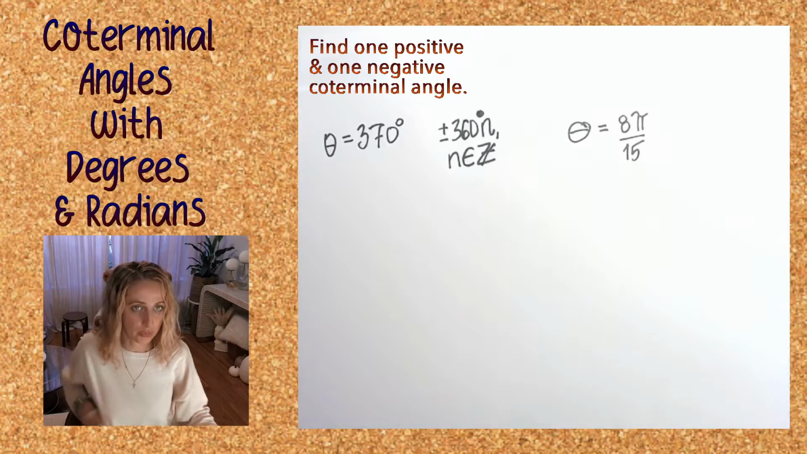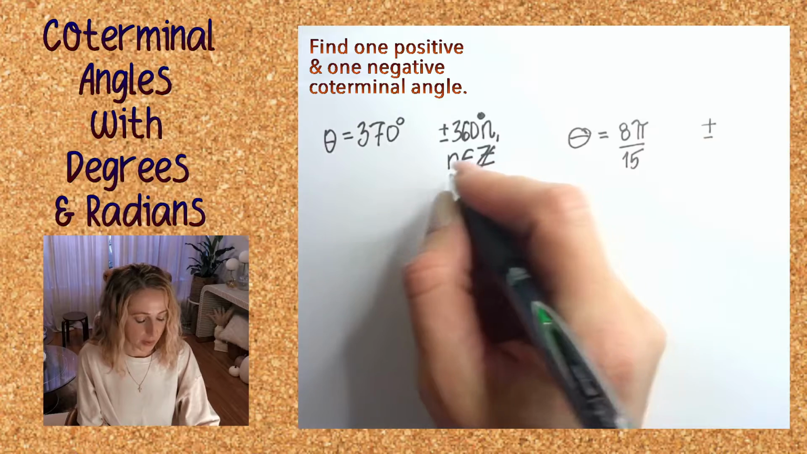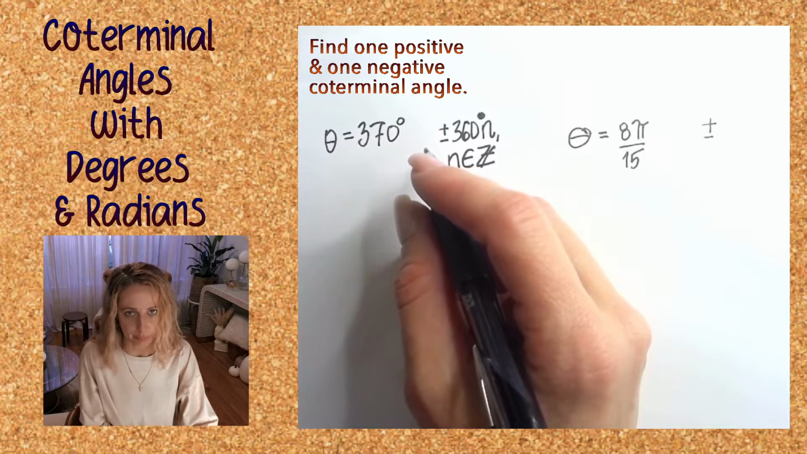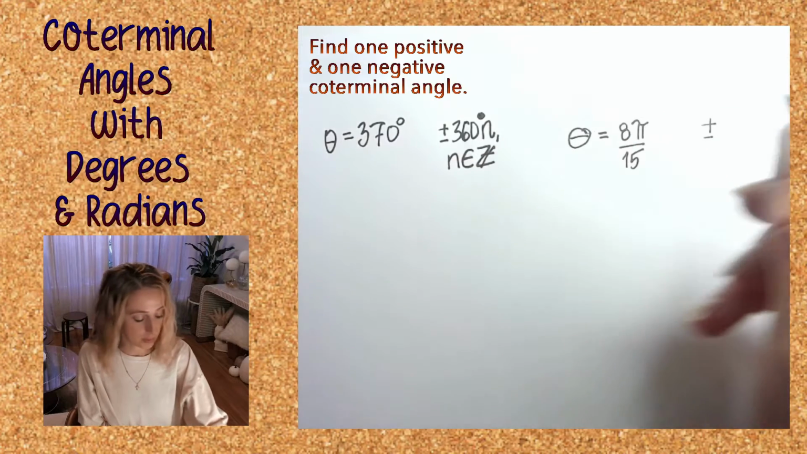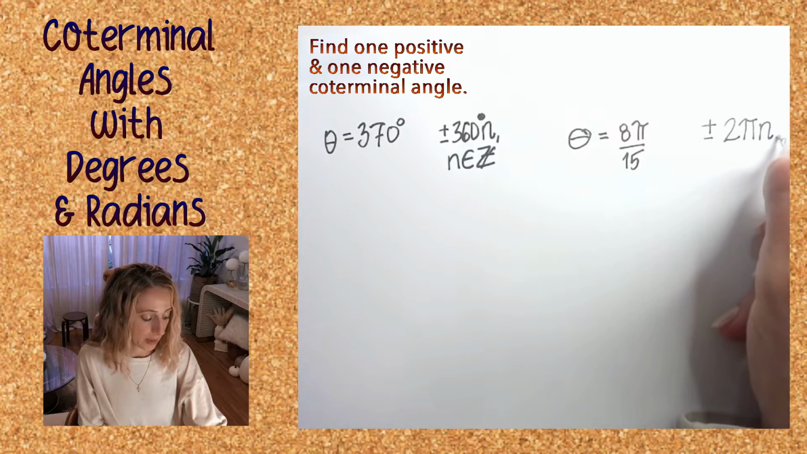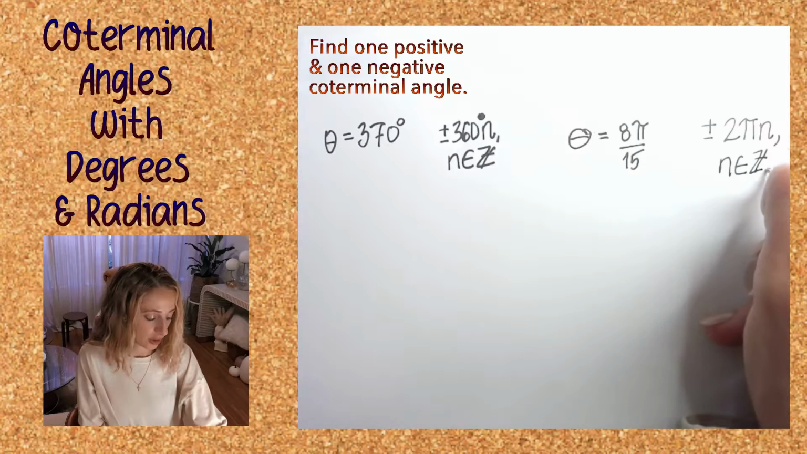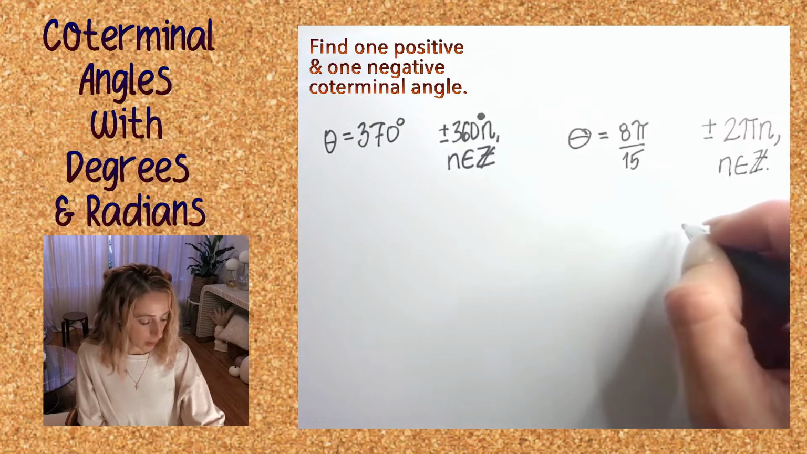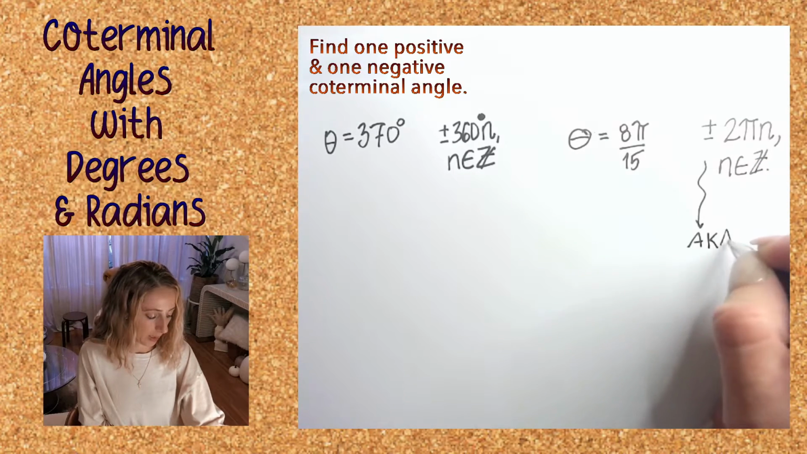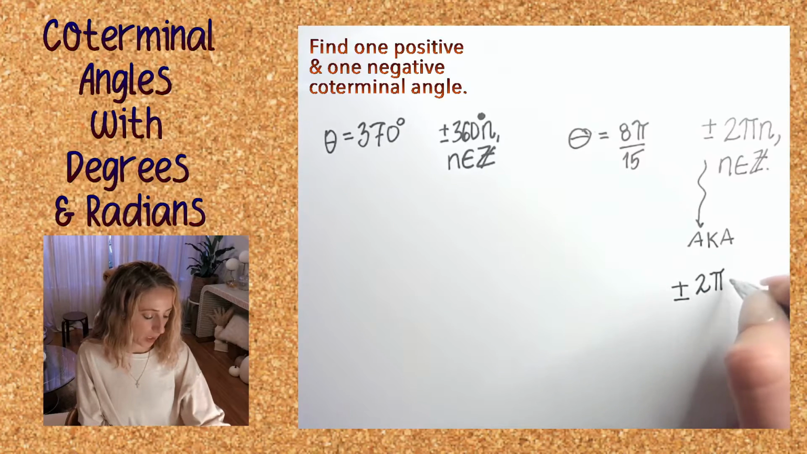And when it comes to finding coterminal radian angles, again, because an integer can be negative, the plus or minus isn't necessary. It just helps people wrap their head around the concept. That's why I put it there. And here, using radians, plus or minus 2 pi n, where n is an element in the set of integers, same thing. And keep in mind, that's plus or minus 2 pi.